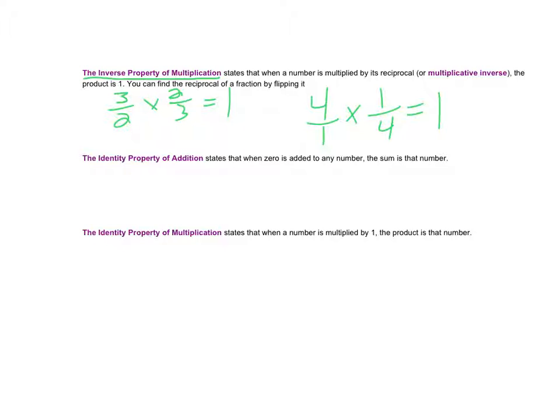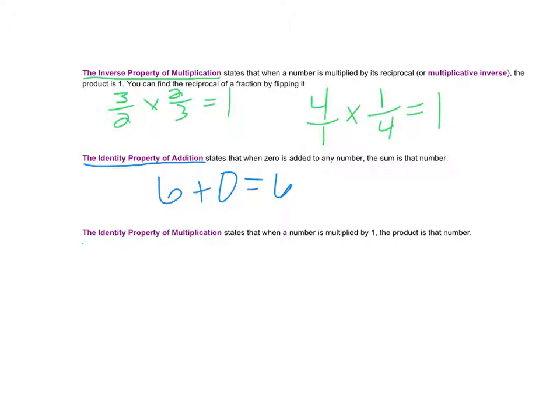Our next property is the identity property of addition. And that states that when a 0 is added to any number, the sum is that number. And so that seems like a no-brainer property, but it still needs to be put in here. So if I've got a number 6 here, and I add 0 to that, I'm going to get the number that I started with.